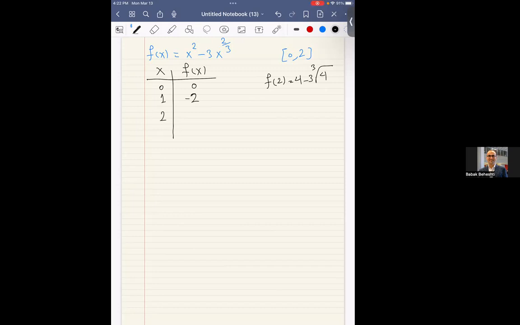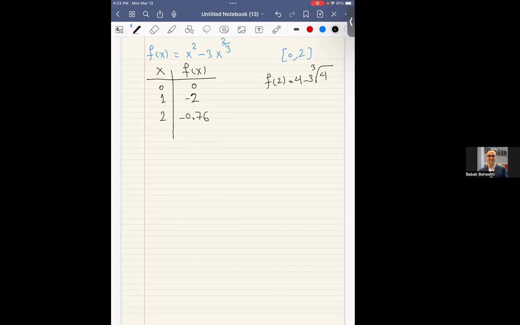What did you compute? The root 3 of 4 or the whole thing? 1.58. 1.58 is root 3 of 4. So now can you compute this expression? 4 minus 3 times root 3 of 4. Negative 0.76. Negative 0.76. Perfect. You wrote 7, 6. Yeah.